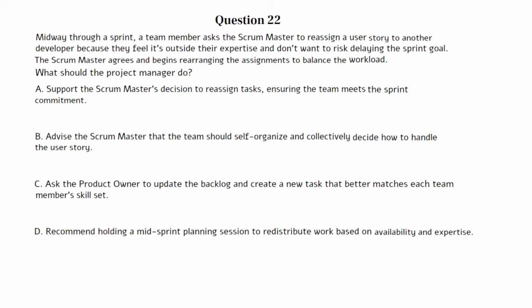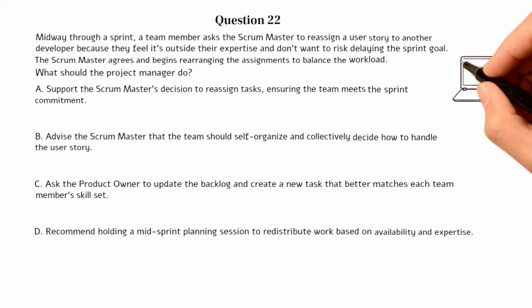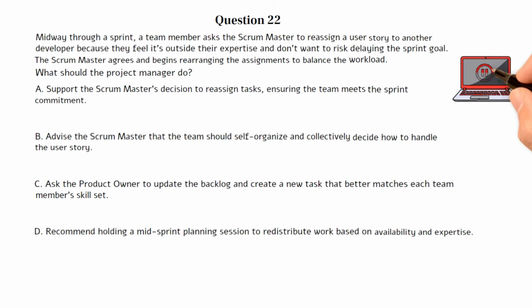A. Support the Scrum Master's decision to reassign tasks, ensuring the team meets the sprint commitment. B. Advise the Scrum Master that the team should self-organize and collectively decide how to handle the user story. C. Ask the product owner to update the backlog and create a new task that better matches each team member's skill set. D. Recommend holding a mid-sprint planning session to redistribute work based on availability and expertise. You can pause the video here if you need more time to work on the question.